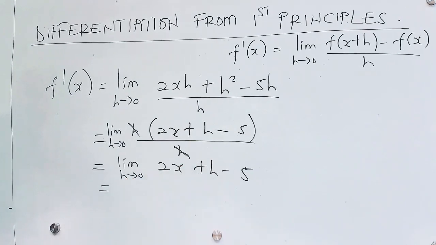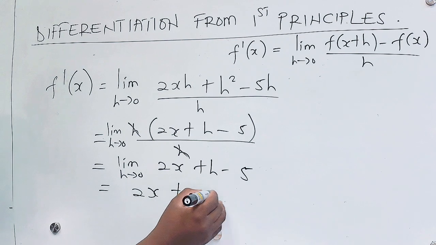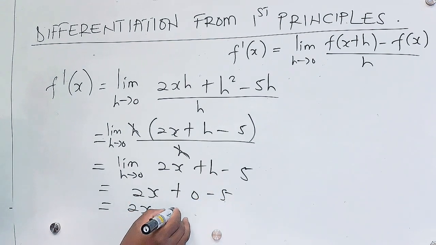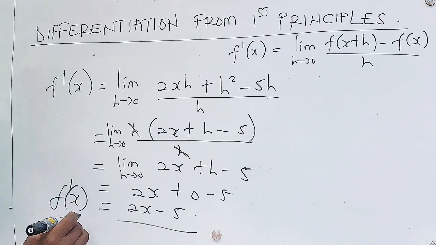In the position of h, now we substitute with 0. So 2x plus 0 minus 5. Therefore, our answer is 2x minus 5. That's our first derivative.